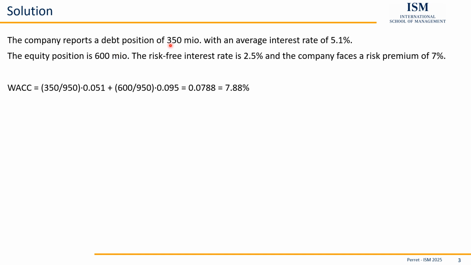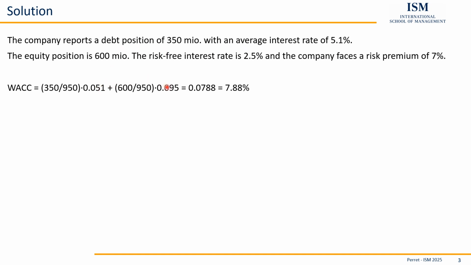And the debt share is then 350 over 950. So that's the share of foreign capital. And 600 over 950 is the share of equity in total capital. Those 2 weights are then multiplied with the respective costs. The cost of foreign capital is 5.1%, the cost of the debt.